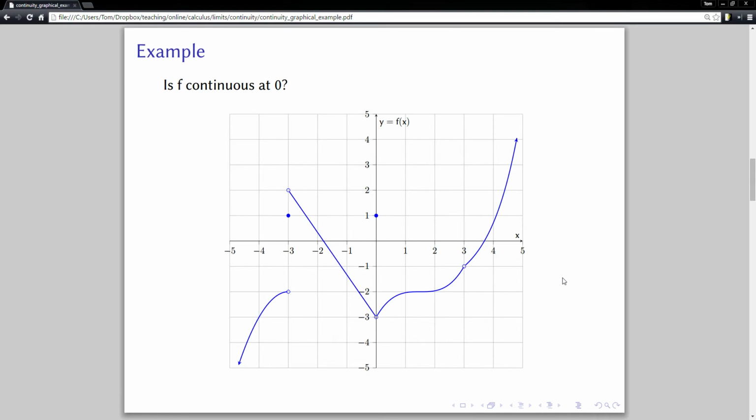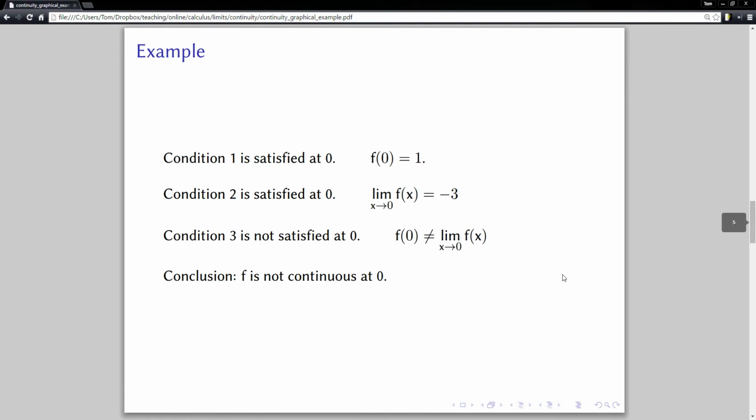It's a 1 here. So our conclusion on this one would be: condition 1 is satisfied. f of 0 is equal to 1. Condition 2 was satisfied. The limit as x goes to 0 of f of x is equal to -3. But condition 3 is not satisfied. The number that we got when we checked condition 1 was not equal to the number that we got when we checked condition 2. So our conclusion is that f is not continuous at 0 because condition 3 failed.